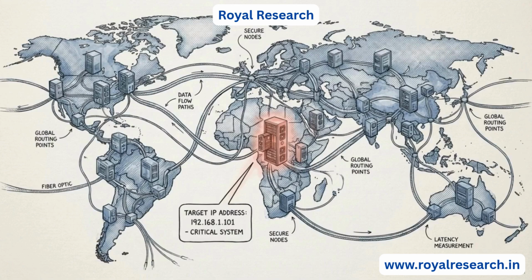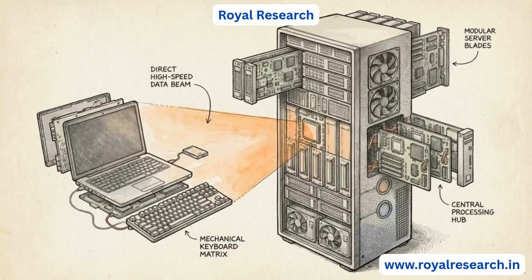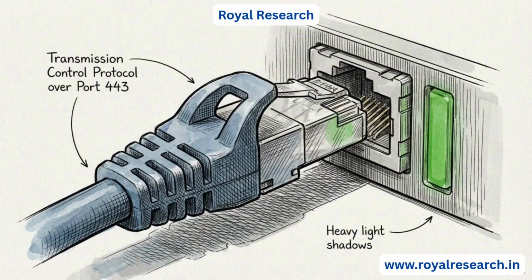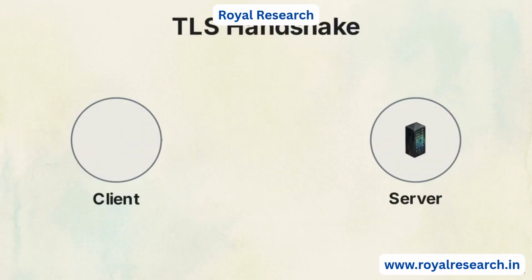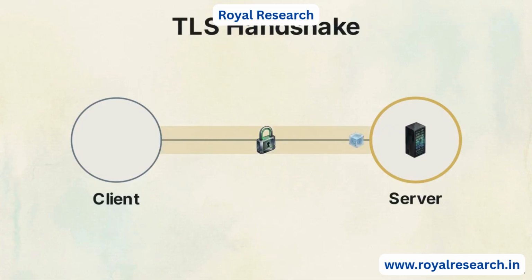Now, with the target IP address identified, the browser begins establishing a direct communication line with the server. The browser initiates a transmission control protocol connection, typically over port 443. TCP is a standard that ensures data packets are delivered reliably and in the correct order. This illustrates the TLS handshake. Transport Layer Security, or TLS, is a cryptographic protocol that verifies the server's identity and sets up encrypted communication. This handshake ensures that all data transferred between the client and server is encrypted and protected from outside interception.